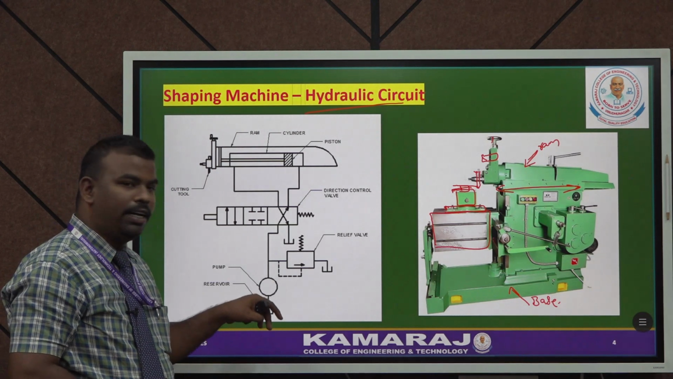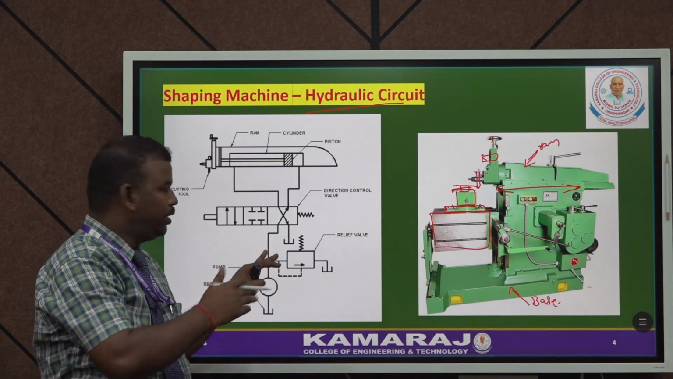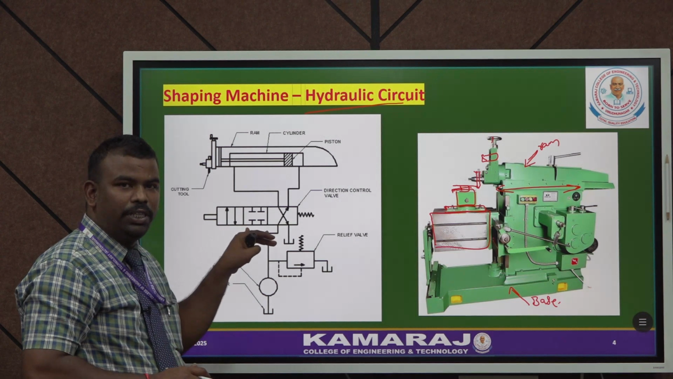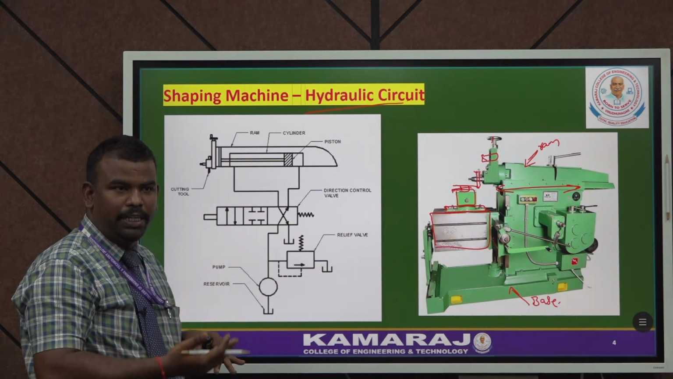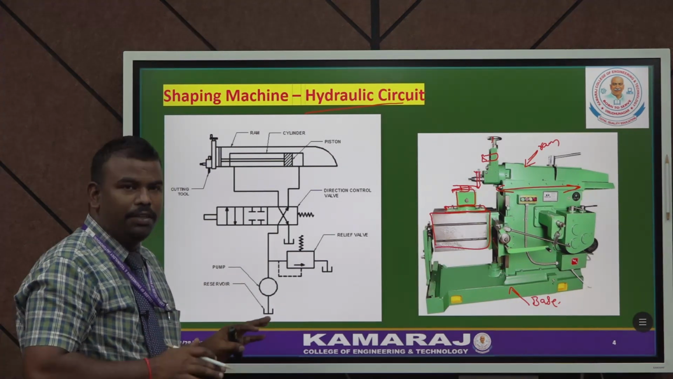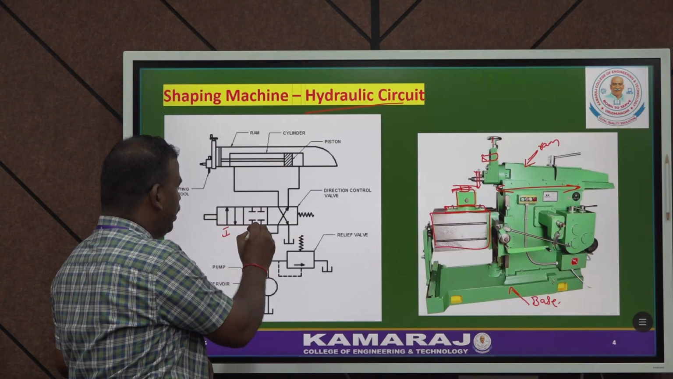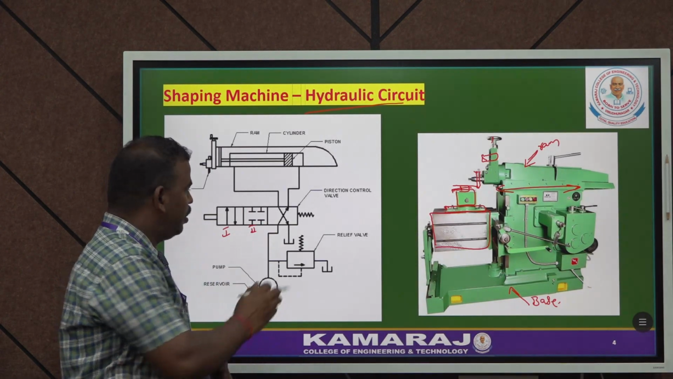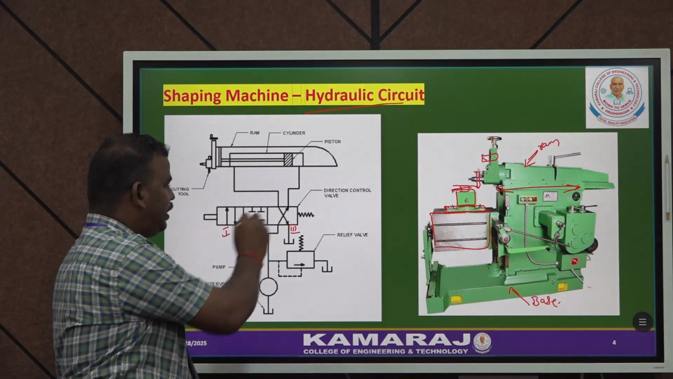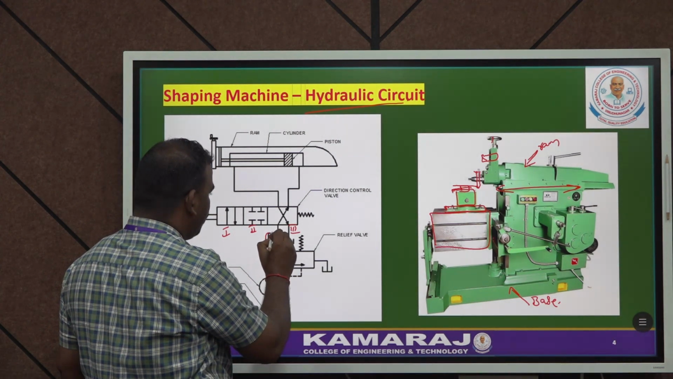Here also the hydraulic oil is pressurized by the hydraulic pump. The oil flows to the 4/3 DC valve. The DC valve is controlled by a lever type, pilot type, or solenoid actuator type. This is the 4/3 DCV. The first position is here, the second position is the middle position, and this is the third position. Now the DC valve is in the third position, so the oil flows directly through the third position.